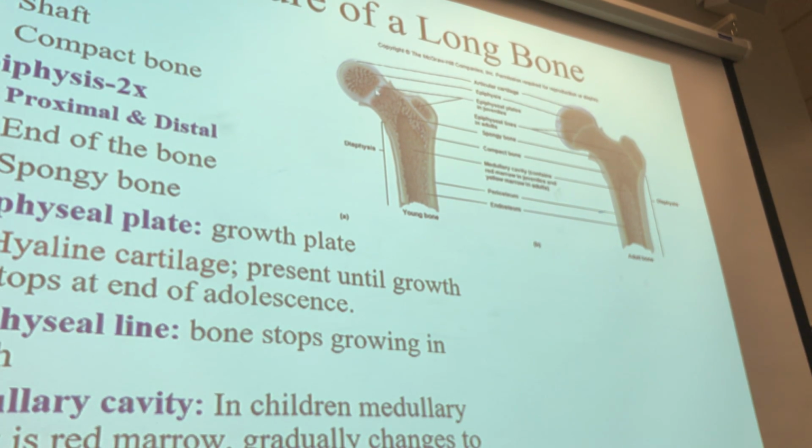And in the ends, we see the epiphyseal growth plate. The growth plate is made out of hyaline cartilage that is present until growth ends at the end of adolescence. Do not get adolescence and puberty mixed up, right? Most women or girls are going to be done with puberty by the time they're in their early teens. A lot of boys aren't done until their late teens. But some kids keep growing after they're done with their puberty, right? So adolescence is when we have that growth. Puberty is part of the adolescence. It's not all of it.